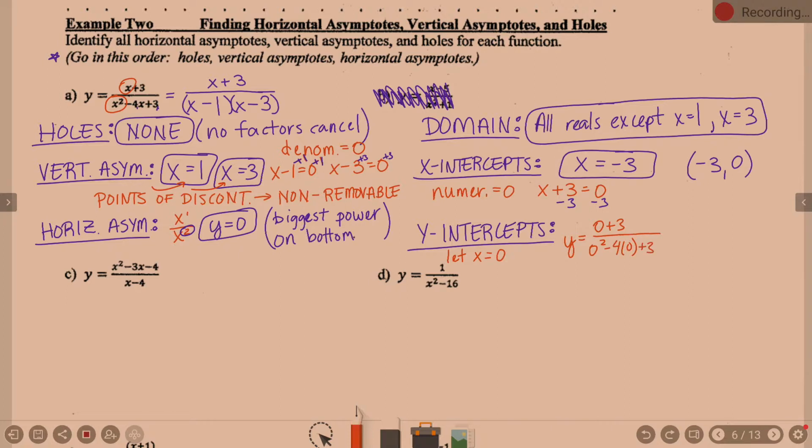Well, on top, 0 plus 3 is 3. In my denominator, 0 squared is 0. 4 times 0 is 0. Plus 3, so that is 3. And what is 3 over 3? 1. So my y-intercept is going to be y equals 1. If Math Excel forces you to do an ordered pair, you're going to say (0, 1), because it's a y value of 1, and we put 0 in for x.